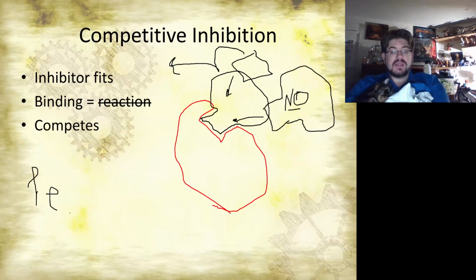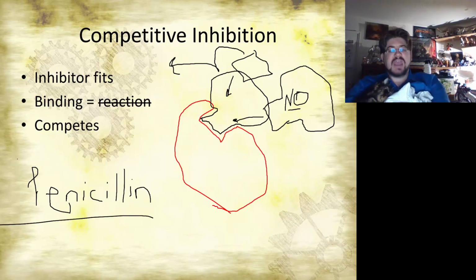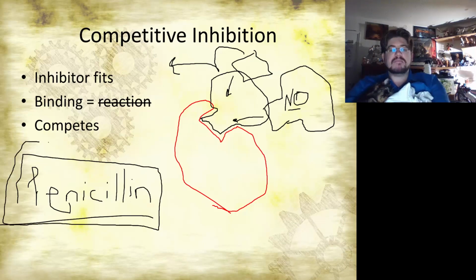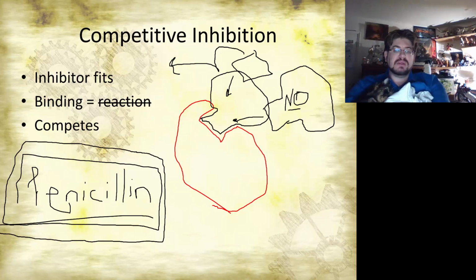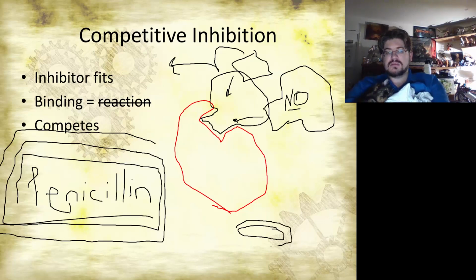Penicillin. Oh man, that is an awful P. Penicillin is a class of antibiotic we discovered in a fungus. And it is a competitive inhibitor. What it does is it competes for the active site of an enzyme that builds the cell walls of a bacteria. So your bacterium has its little membrane, and then it has a cell wall surrounding it.